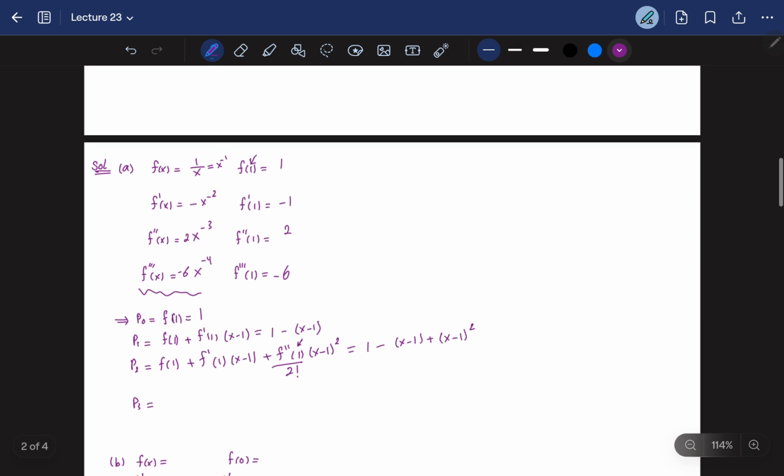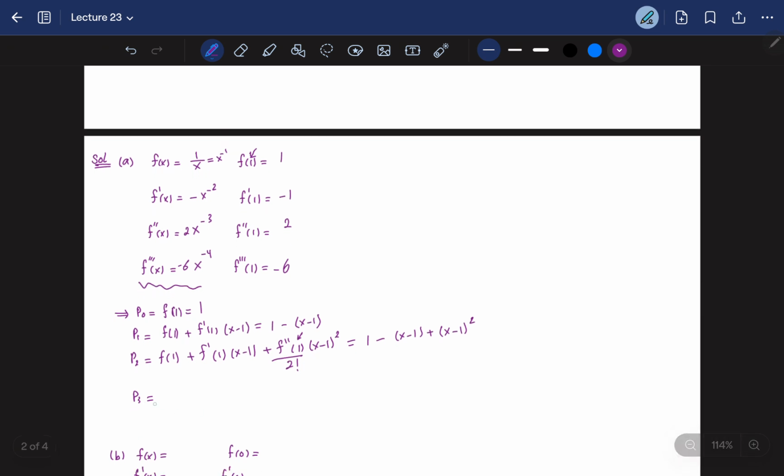Similarly for p3, technically p3 is all of this plus the third derivative at 1 over 3 factorial times (x minus 1) cubed. So now these terms are equal to this, so you can just take it down.